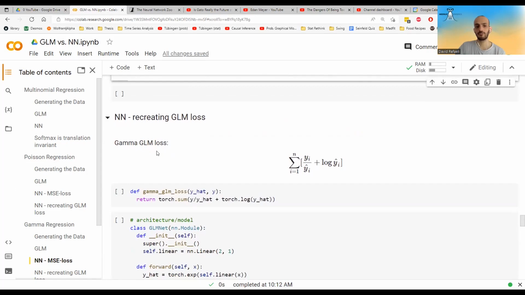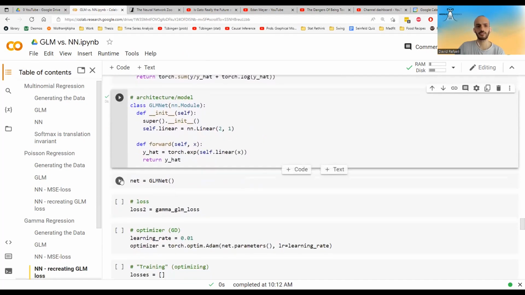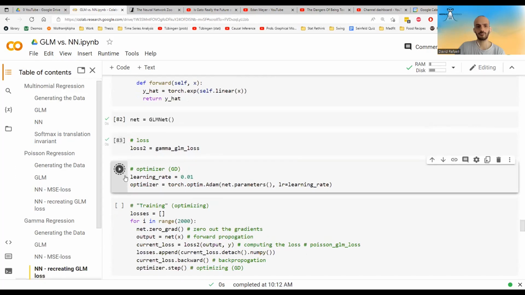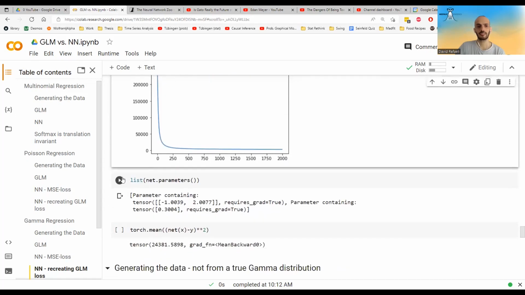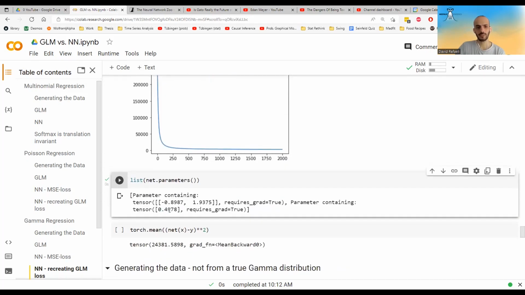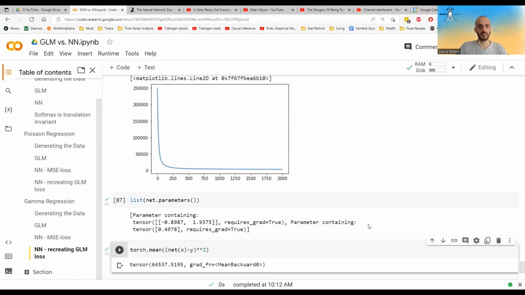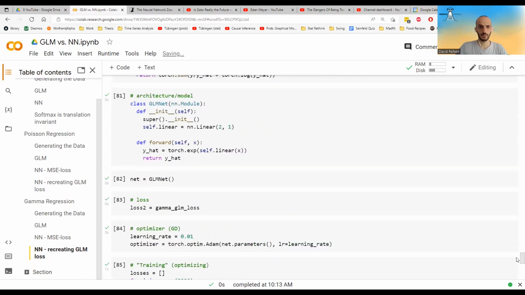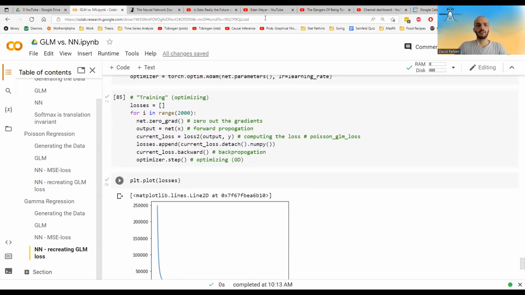And now we can use a different loss that actually recreates the negative log likelihood. And it looks like this. The architecture is the same. We use this different loss. We train it. We plot. It looks like this. Parameters pretty close to 0.3. Not so close as we would want, but at least in the vicinity. Pretty close to -1, pretty close to 2. Let's calculate the MSE. Yeah, 64,000. So a bit worse than the 40-something that we had before in the other two models. Yeah, 45,000. Okay, so let's conclude.